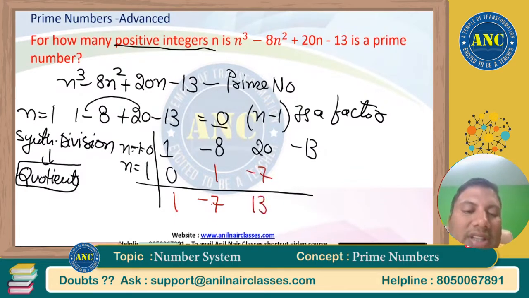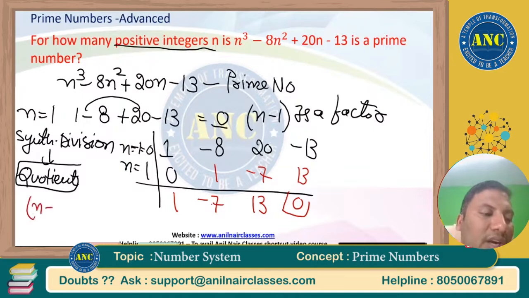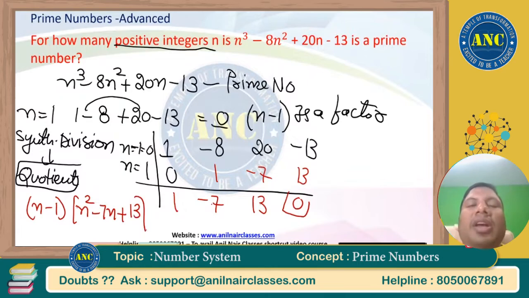20 minus 7 is 13. 13 ones are 13. The remainder is 0. So n minus 1 is a factor. The cubic divided by n minus 1 gives n square minus 7n plus 13.